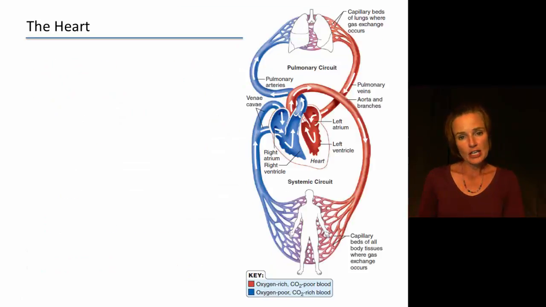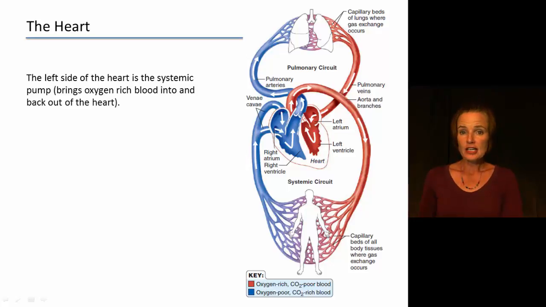If you look at the image right here, it is showing that circuit that's going to take place. Basically, we're going to have blood that goes from the heart to the lungs so that when it gets to the lungs, it can pick up oxygen and get rid of carbon dioxide. And then we're going to bring that blood, now oxygenated, back to the heart, and then we can send it out to all the various tissues and cells of the body.